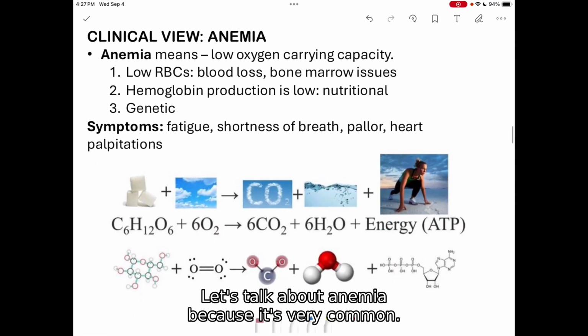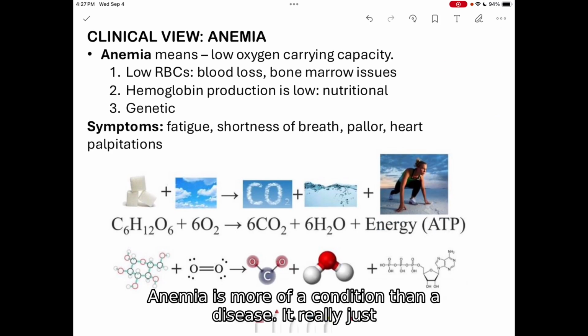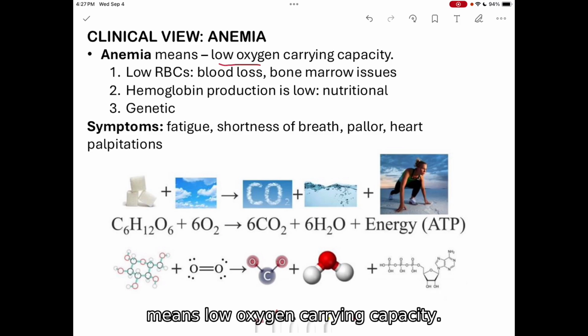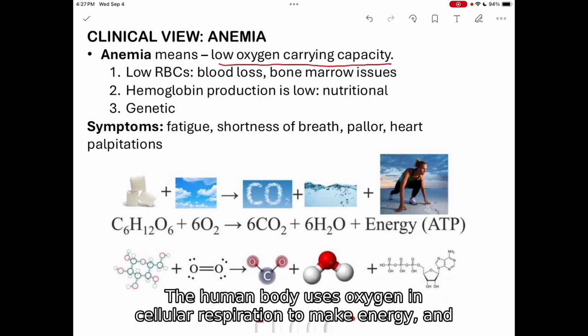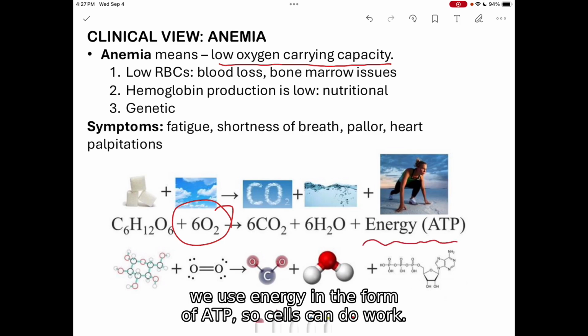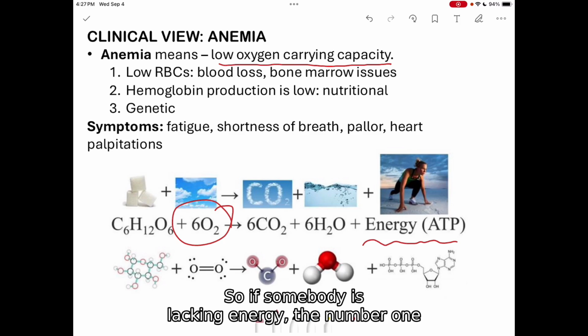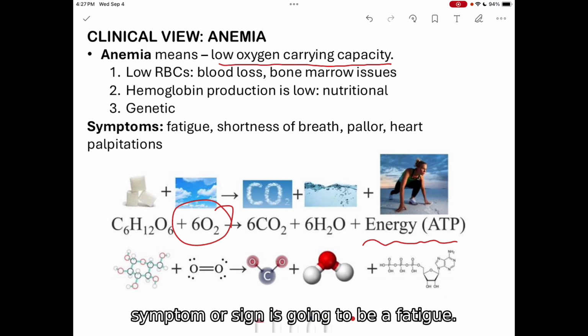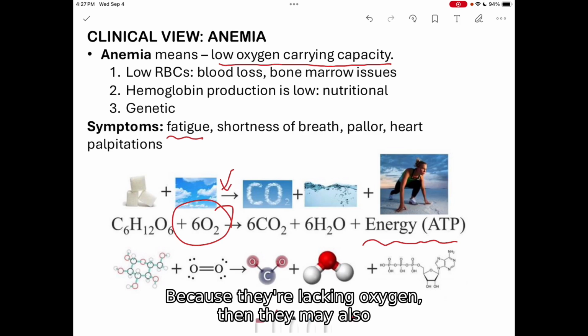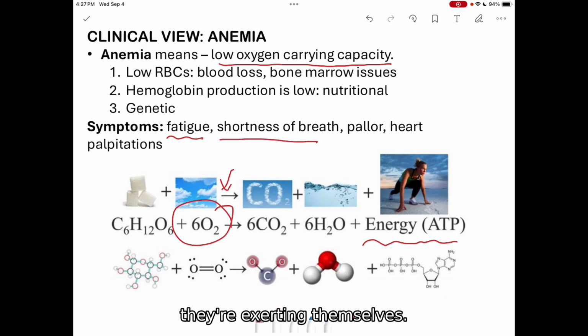Let's talk about anemia because it's very common. Anemia is more of a condition than a disease. It really just means low oxygen carrying capacity. The human body uses oxygen in cellular respiration to make energy, and we use energy in the form of ATP, so cells can do work. So if somebody is lacking energy, the number one symptom or sign is going to be fatigue. Because they're lacking oxygen, they may also have shortness of breath, particularly when they're exerting themselves.